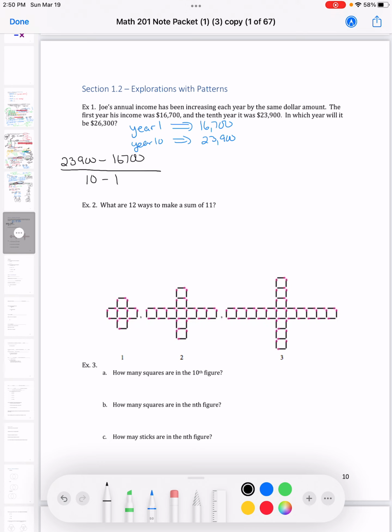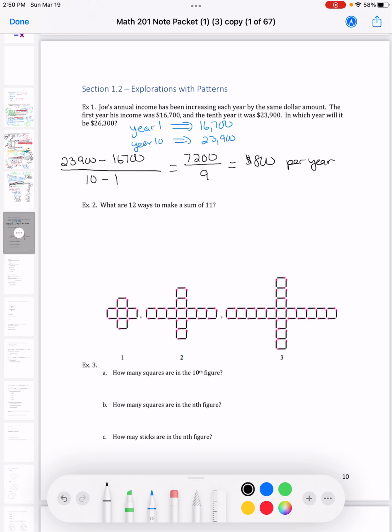This technically is a slope, if you're someone that has a good foundation in algebra, and remember that. So it's very tempting just to put 10 down there in the denominator, but technically that's only 9 increases because you don't get an increase that first year. So subtracting these, I would get an increase of $800 per year.